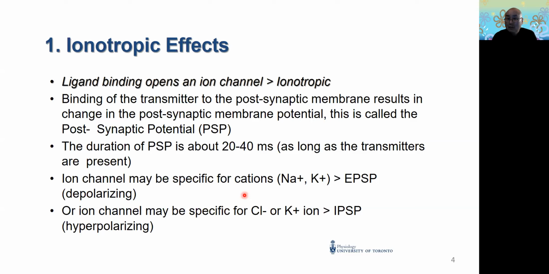So for example, if we had an ionotropic receptor that bound to things like glutamate, it's not going to let in any ion. It will open up a channel that would be specific for things like sodium or potassium. And because the movement of sodium inward and potassium outward would cause net depolarization, we would say that that particular ionotropic receptor generated an EPSP, or an excitatory postsynaptic potential.